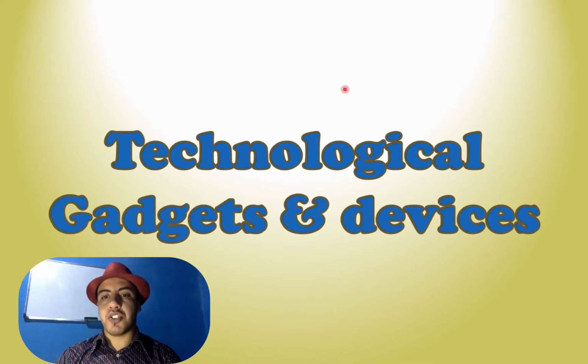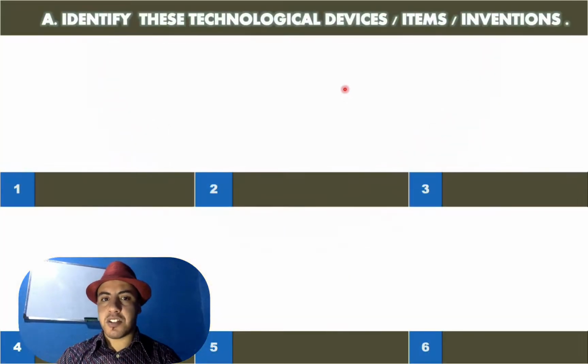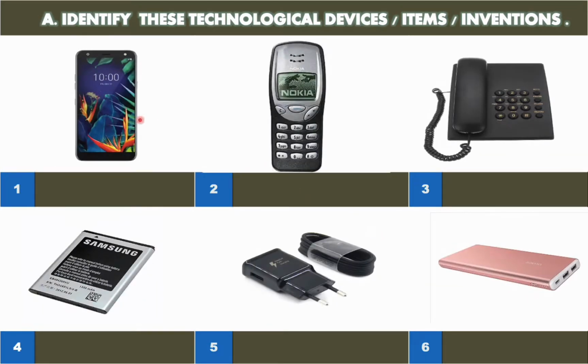What are some other technological devices? As you know, this is a vocabulary lesson, so we'll try to discover some new vocabulary. Here we have some pictures. Try to know what the item is in English, each item. So first picture, what is this? Good. Smartphone or mobile phone. Good. This is a cell phone.